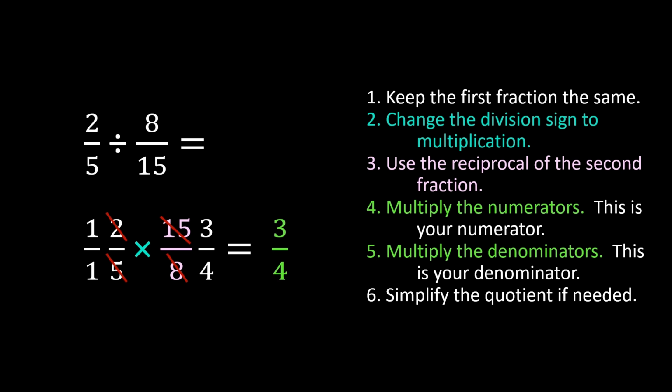Now, you still want to ask yourself, can I simplify my quotient, just in case you miss something in your cross simplification, or if you still need to simplify? And 3/4 cannot be simplified, so 3/4 is my final answer.